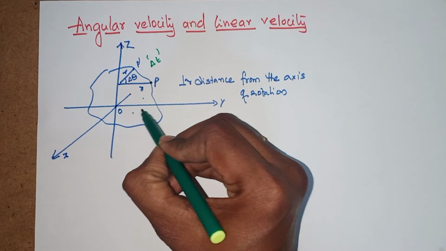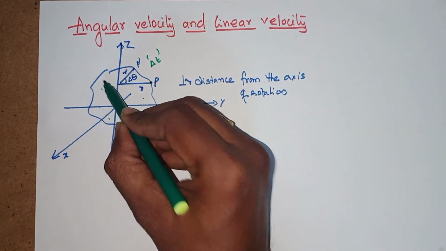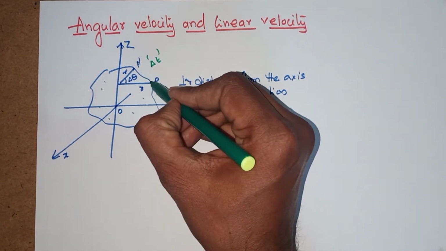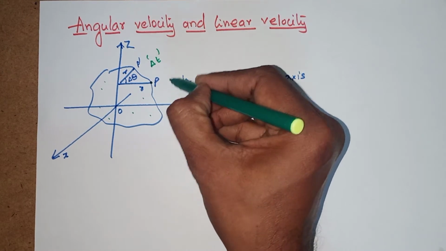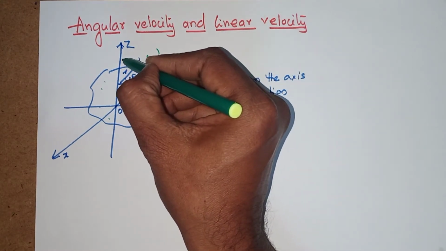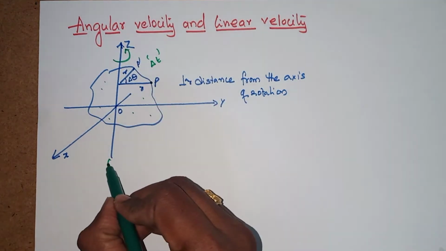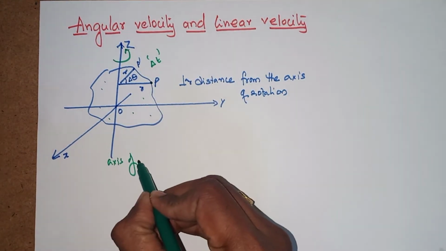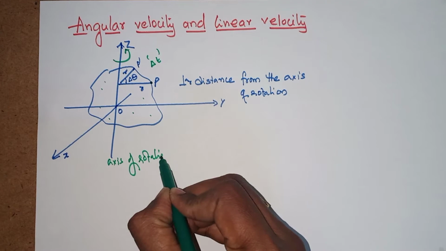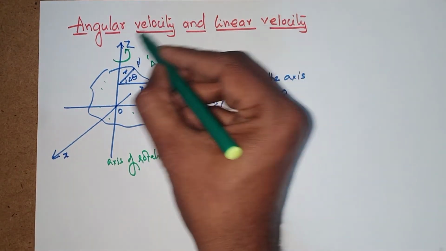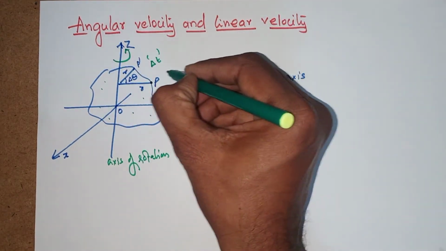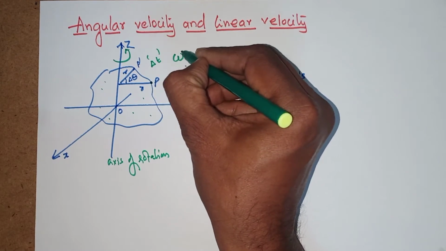and there are so many particles. They are fixed particles. We are considering two particles. This is being rotated about the z-axis. This is the axis of rotation, and the rotation is with a velocity called angular velocity omega.